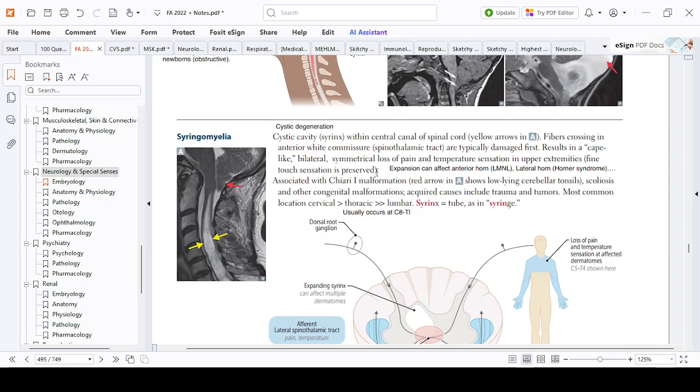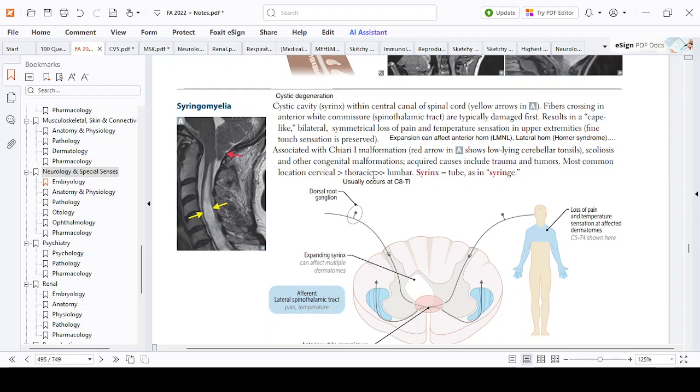Now, as we know, proprioception, vibration, and fine touch go through the dorsal column, medial lemniscus system, and here the pain and temperature sensation usually comes in this pathway. Let's say the pain sensation on the right side: it will come here, and then two levels above it will decussate.